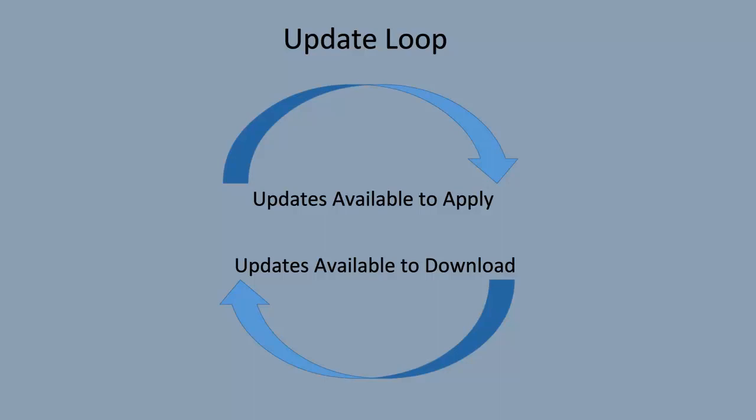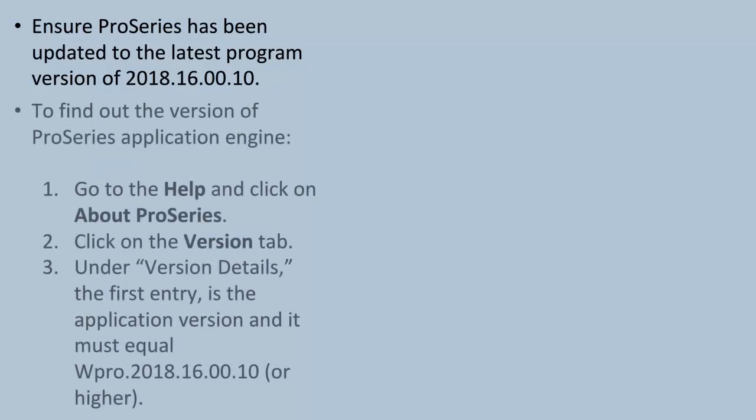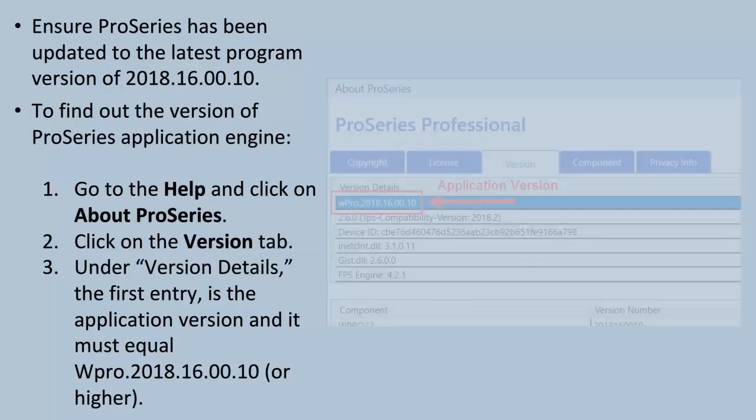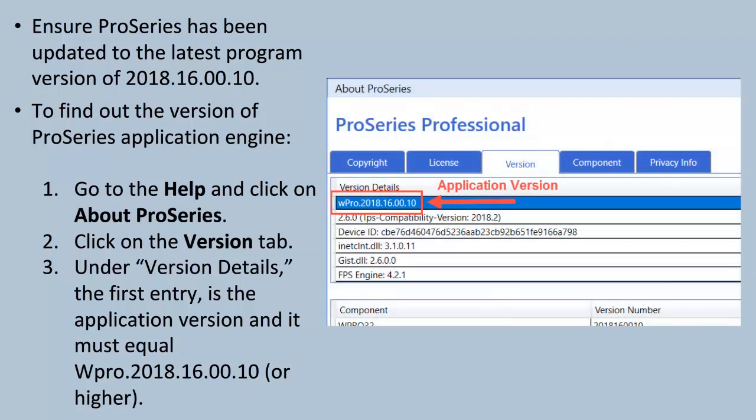As mentioned earlier, the new feature will save you valuable time and effort because with the simple click of a button, the ProSeries updater will do the rest. Now that we understand why this feature was implemented, let's briefly go over the feature and what it does. Before we continue, you need to ensure the ProSeries application is updated to the latest version of 2018.16.00.10. To find out if you have the correct version, go to the Help menu and click on About ProSeries.